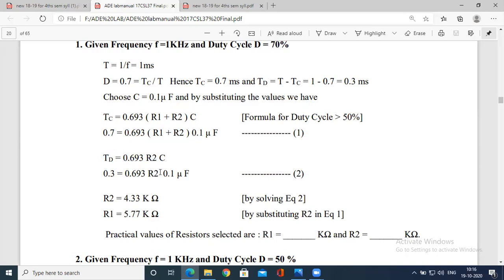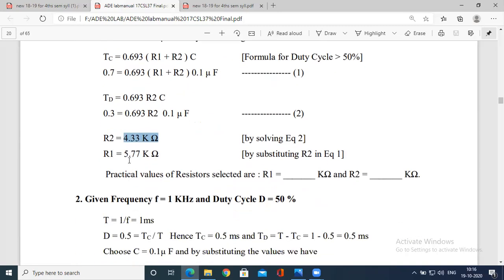So now from equation 2, I can directly calculate the resistor value R2. The only unknown value is R2. You calculate and you get 4.33 kilo ohm. Now substituting this value of R2 in equation 1, we can get the R1 value.